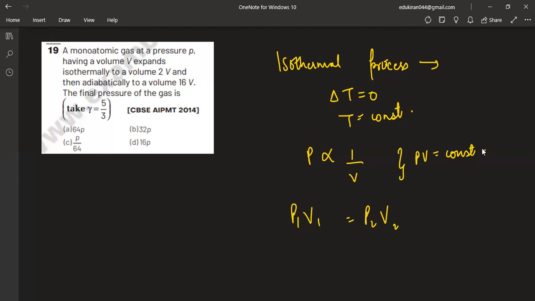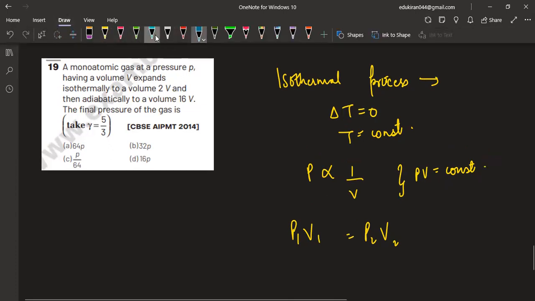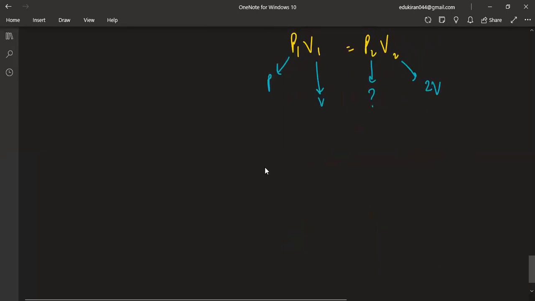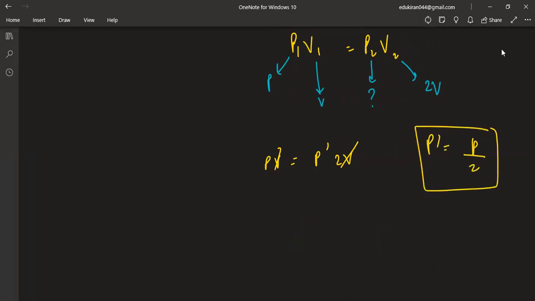Now pressure 1 is given as P, volume 1 is given as V. All these values are given in the question. Pressure 2, P2, is unknown, and volume 2 is given as 2V. So what is unknown here? Only P2 is unknown. So the first task is to find P2, which is missing. This becomes PV equal to P dash into 2V. So V gets cancelled and the pressure becomes P divided by 2. At least we now have the values.